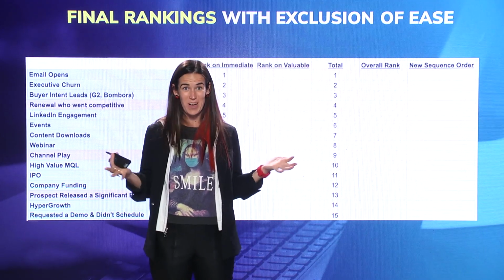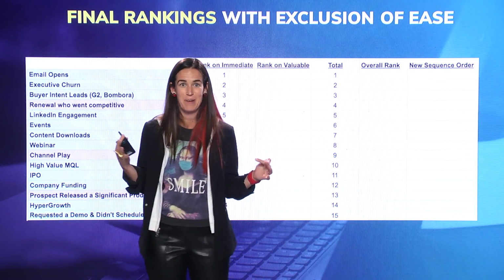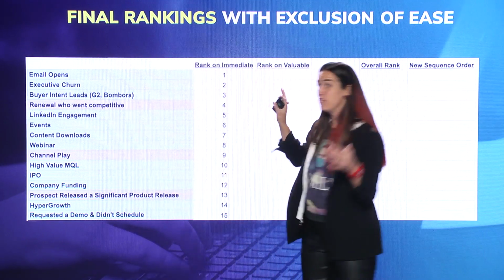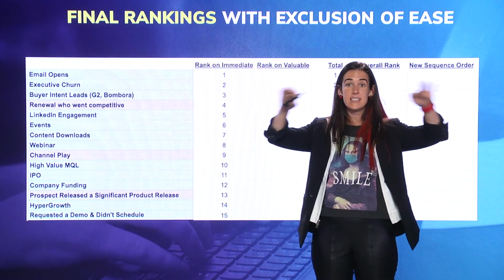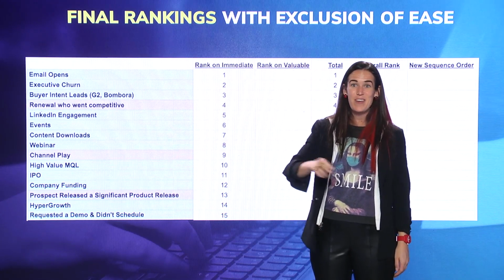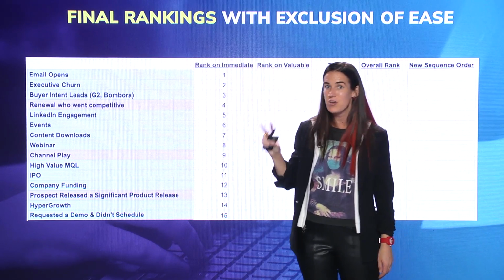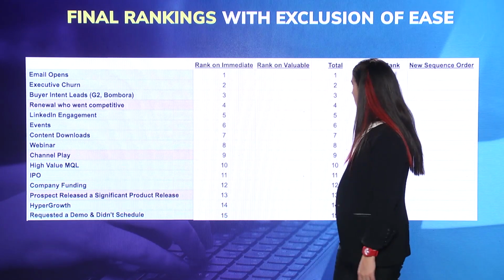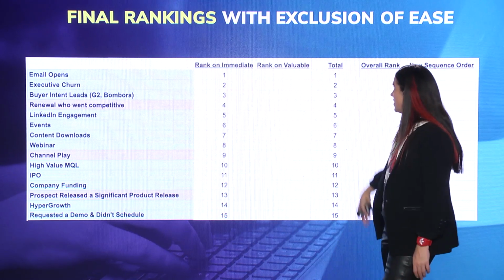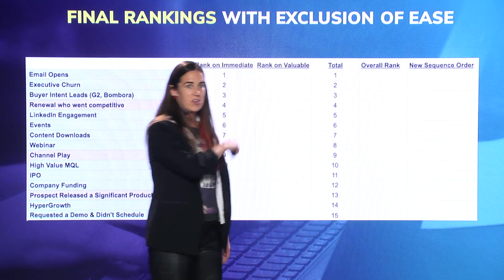And then the last one, this is the nose ring one where I went into a self-righteous diatribe. The last one, if you just want to rank on, is this immediate and is this important? If you come from that school of thought of, those are the only two variables I want to be thinking about, no problem. I would throw out ease and say, I'm going to rank on immediate and I'm going to rank on value. And then I'm going to total overall rank and then new sequence order.